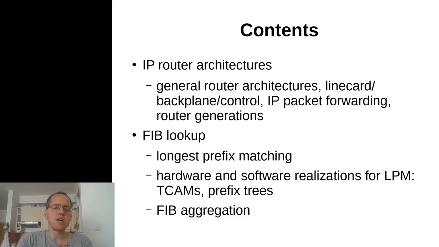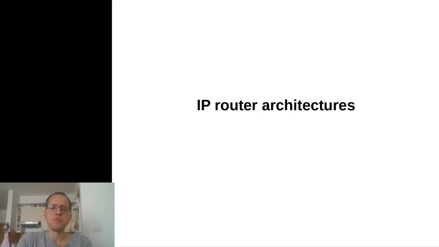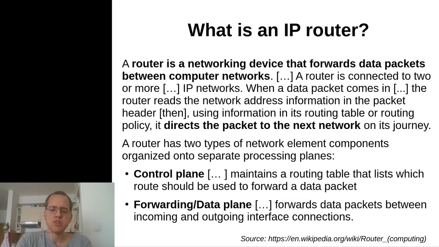So we are going to discuss what an actual IP router is, some of the most important facts about IP router architectures and IP router design, and then, as I mentioned earlier, in the second part of this lecture, we're going to discuss one of the most important and most difficult problems related to IP router design and implementation. And this is the problem of the longest prefix matching lookup, namely how to implement longest prefix matching in an efficient and fast way. But first, let's just jump to some basic facts about IP router architectures and IP router design.